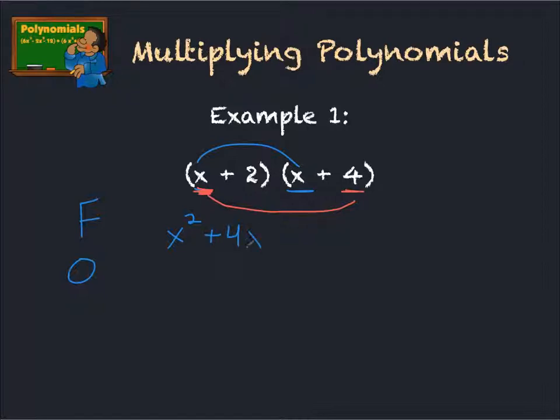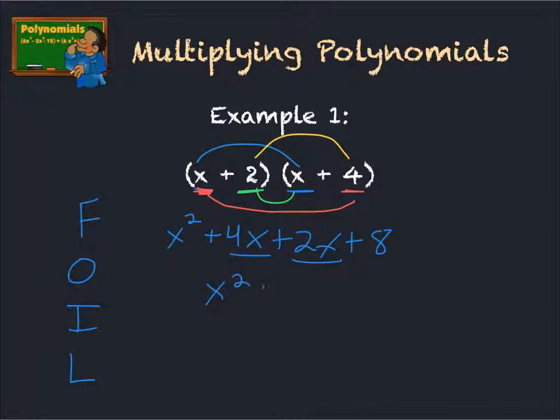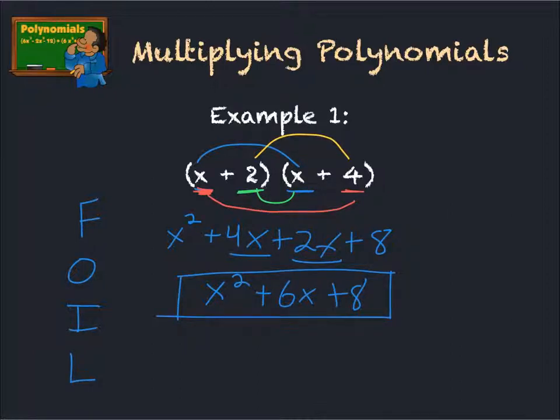So that's plus 4x. Then the I in FOIL stands for inners. So what you would do is you would multiply these two inner terms, 2 times x, and 2 times x would be 2x. And then the L in FOIL stands for last, so you would multiply these two last terms, and 2 times 4 is 8, so it'd be plus 8. And that's the FOIL method. Then you combine like terms. It looks like we have this 4x and this 2x that we combine. So our final answer would be x squared plus 6x plus 8, and this would be a trinomial. Couldn't do anything else to that.